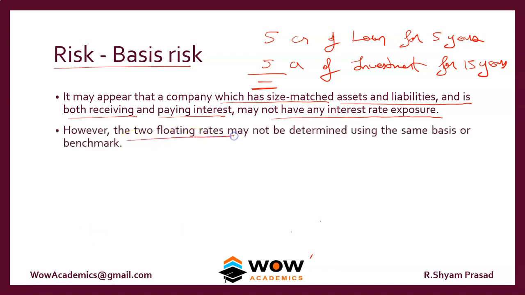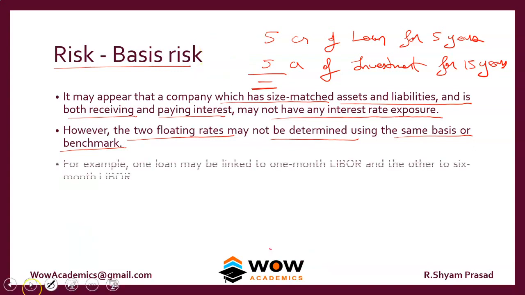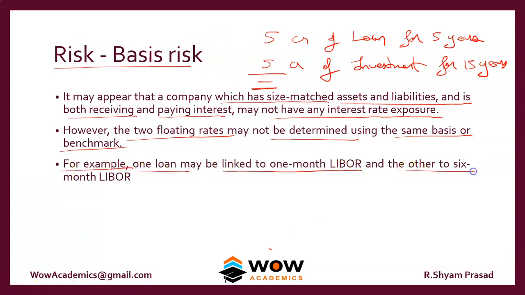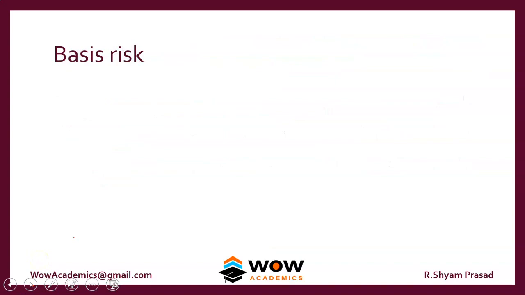However, the two floating rates may not be determined using the same basis or benchmark. So one can be in LIBOR, the other can be in Mumbai Interbank Offer Rate, MIBOR. So the loan can be based on one reference rate and the investment can be based on another reference rate. For example, one loan may be linked to 1 month LIBOR and the other might be linked to 6 month LIBOR. So even though it is the same LIBOR, the duration can change, and that can be a problem. So we'll still look at what basis risk is.